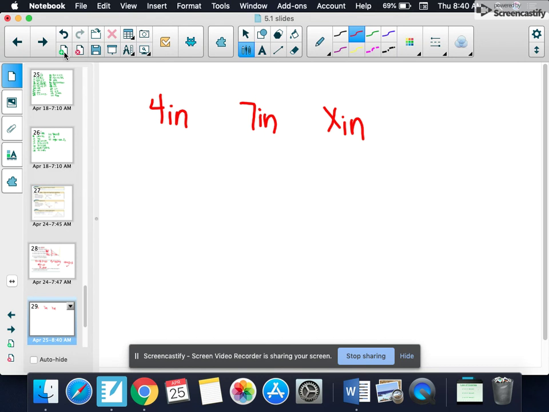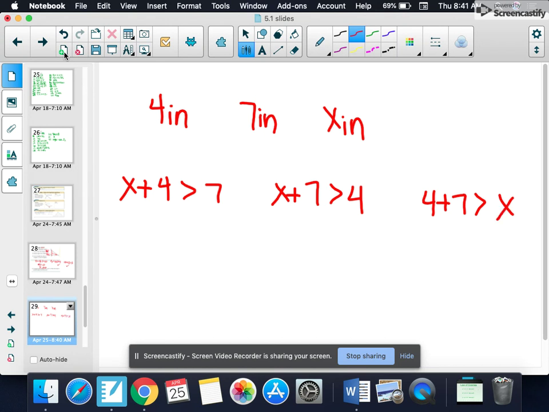The first one would say that x plus 4 would have to be greater than 7. The next one would say x plus 7 would have to be greater than 4. And the next one would be that 4 plus 7 would have to be greater than the side length of x. Now if we solve these inequalities, for this one we get x is greater than 3. We get x is greater than negative 3. And here we get that 11 is greater than x, or if we flip that around, x is less than 11.